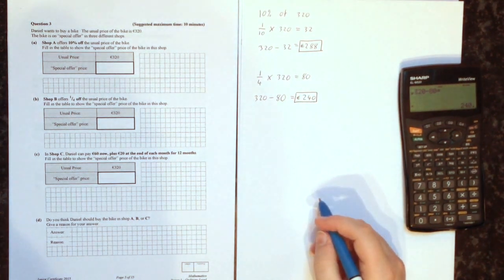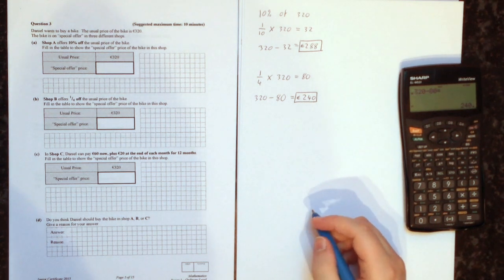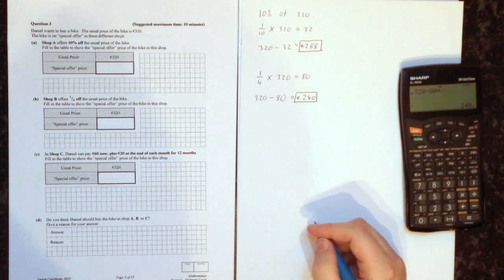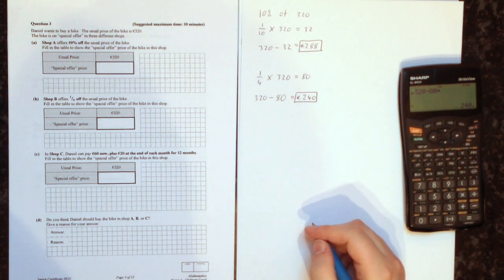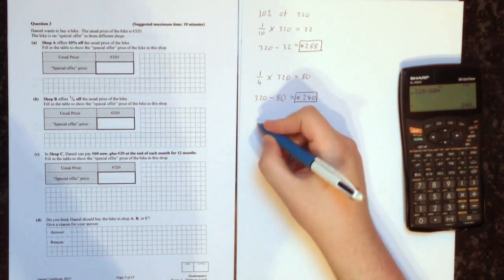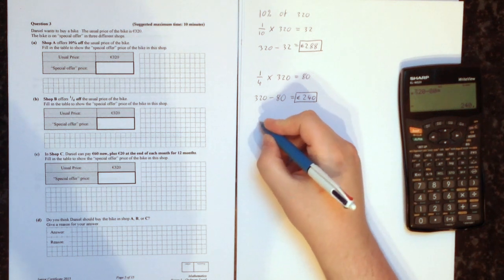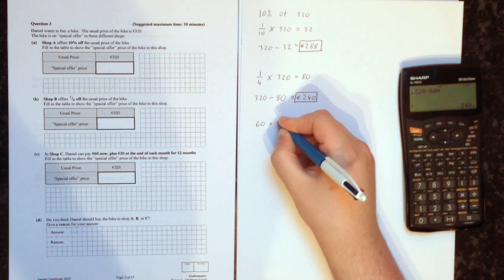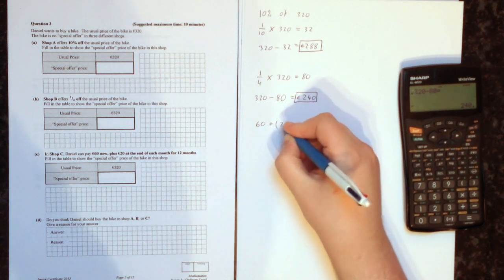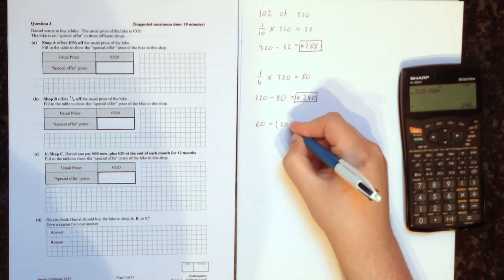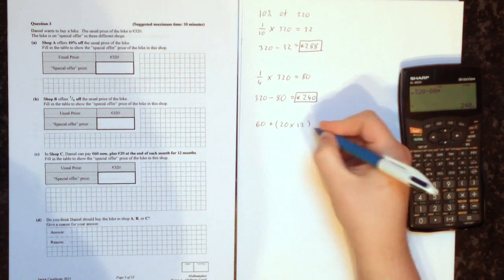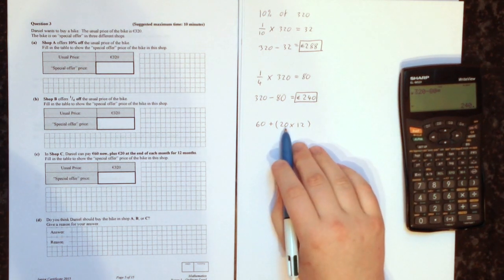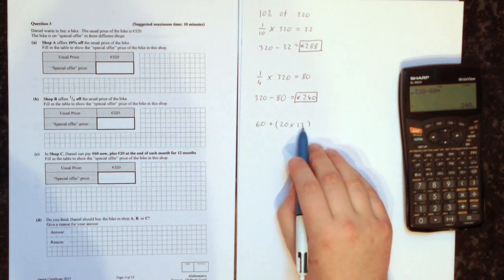In shop C, we can pay 60 euros now and 20 euros at the end of each month for the next 12 months. Find the special offer price in shop C. So in shop C, the price is going to be 60 euros plus 20 euros 12 times. So we've got to pay 20 euros each month for 12 months. So we'll pay 20 euros 12 times.